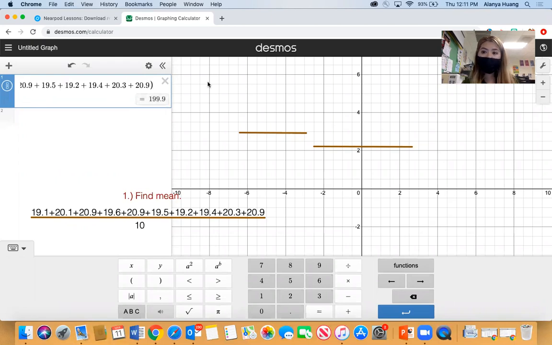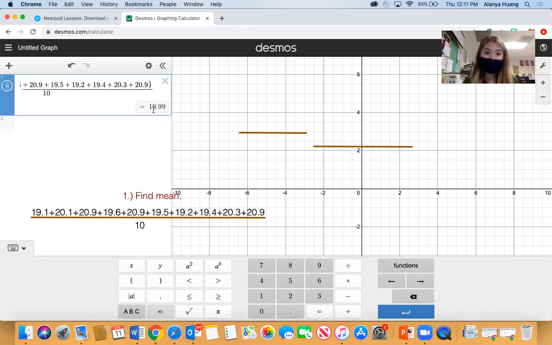So I put a parentheses around all these numbers so that when I divide, it divides by the sum of all those numbers, not just the individual numbers. If you do not put a parentheses around all the numbers, and let's say we try to divide at the end, it's only going to divide that last number, and I'll show you the difference.